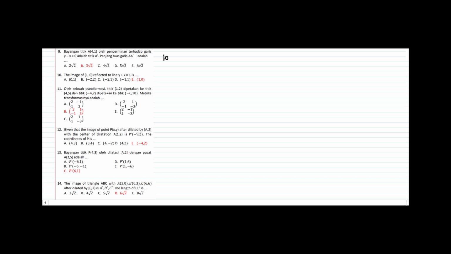Okay, next is 10. Number 10, image of A. Let's say that 1,0 is A, and then reflected to line y plus x equals 1. Y plus x equals 1. Nah, ini juga bukan bentuk umumnya. Bentuk umumnya itu yang y sama dengan min x tambah 1. Jadi x nya pindahin ke sebelah kanan ya. Y sama dengan min x tambah 1.